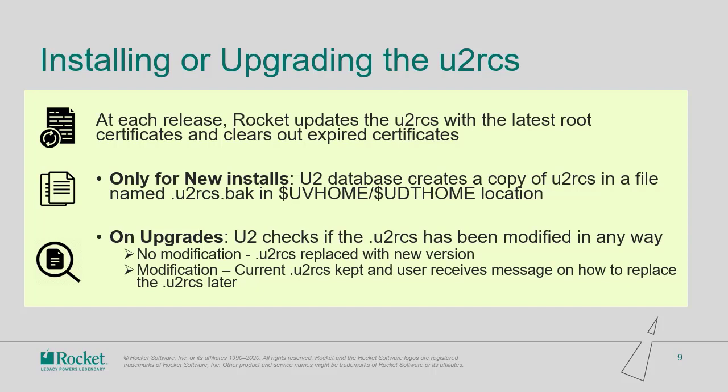On upgrades, it's a little different. U2 will first check if the .u2rcs has been modified in any way, and there are two paths from there. If there's no modification, then the .u2rcs is replaced with a brand new version that came with whatever version you're installing. And if that .u2rcs has been modified, then the current .u2rcs is kept in place, and the user just receives a message on how to replace it later if that's what they want to do.